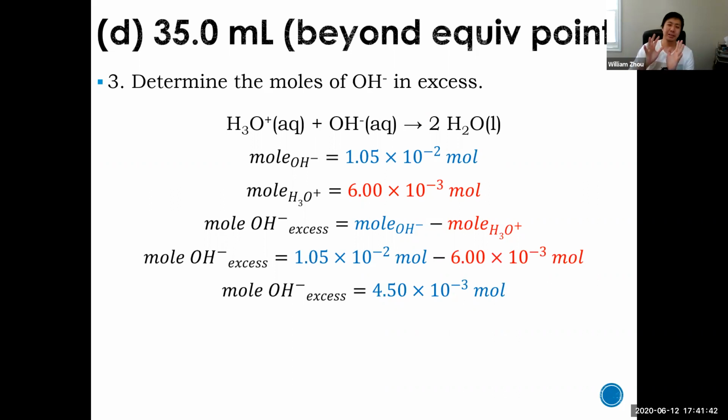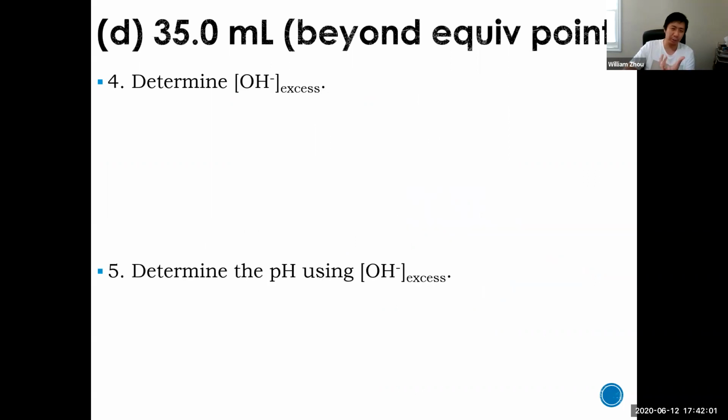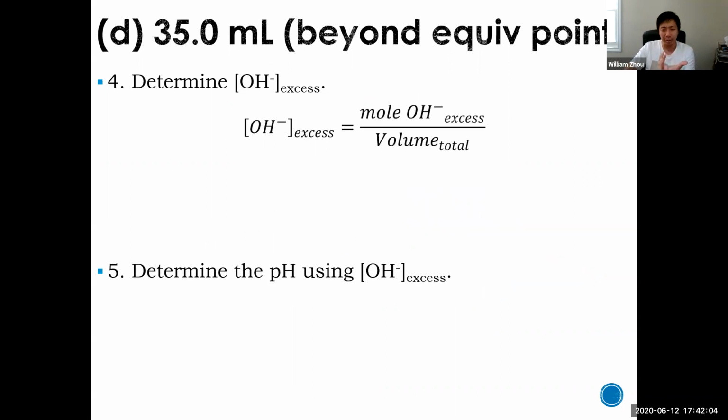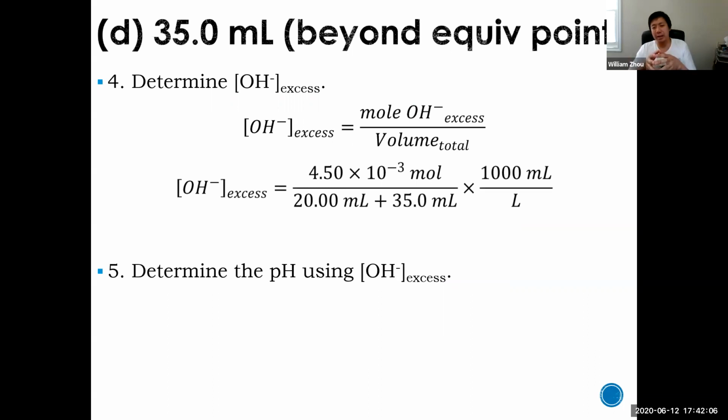No, it doesn't. You cannot take the log of this. You have to take concentration. This is not concentration, this is moles. You need to divide by total volume to get the moles per liter, the concentration of hydroxide. You can't use a log of moles. So determine the concentration, moles per liter: 4.5 times 10 to the negative 3 is the amount of moles you have left, divided by total volume. 20 comes from the acid, 35 comes from the base. That's 55 in total. You have 0.0818 moles per liter.